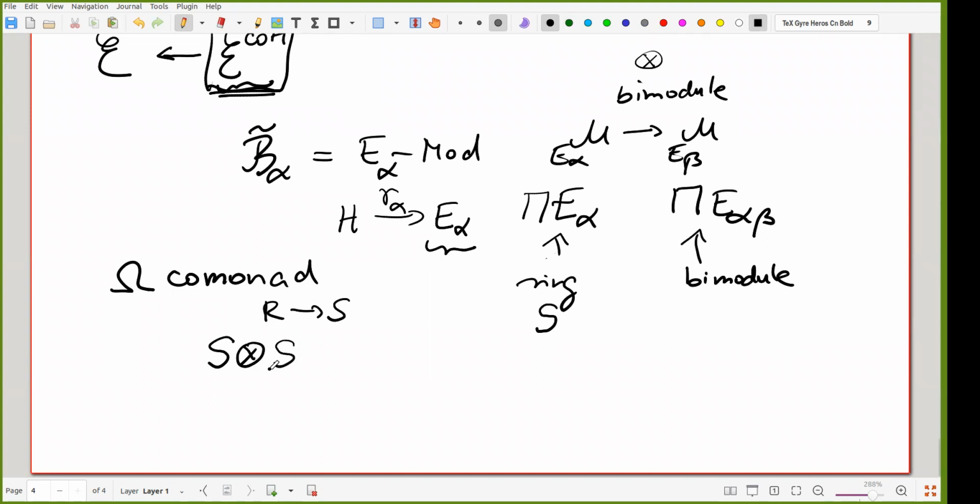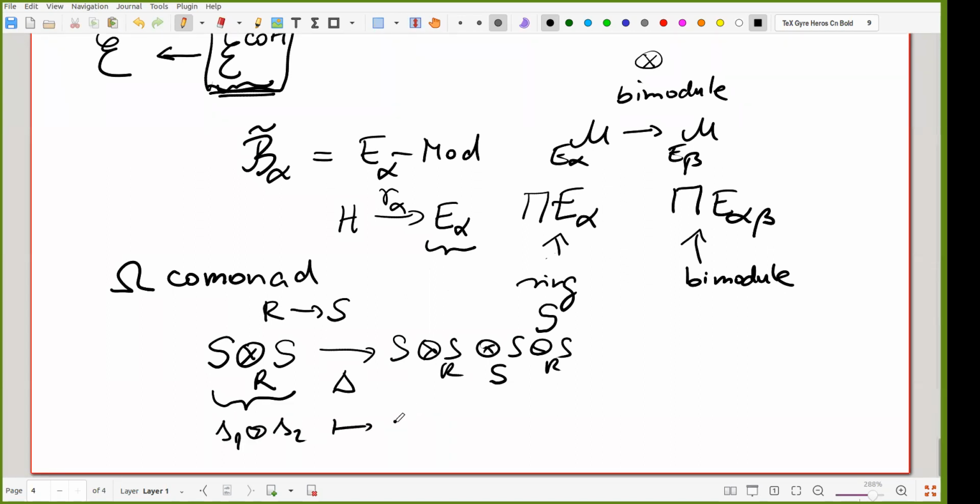In the case that I have extension of rings, then such a bimodule is S tensor S over R. It has a co-multiplication into S tensor S tensor S tensor S twice over S, co-multiplication over S, which basically takes S1 tensor S2 to S1 tensor 1 tensor 1 tensor S2. That's called Sweedler coring.